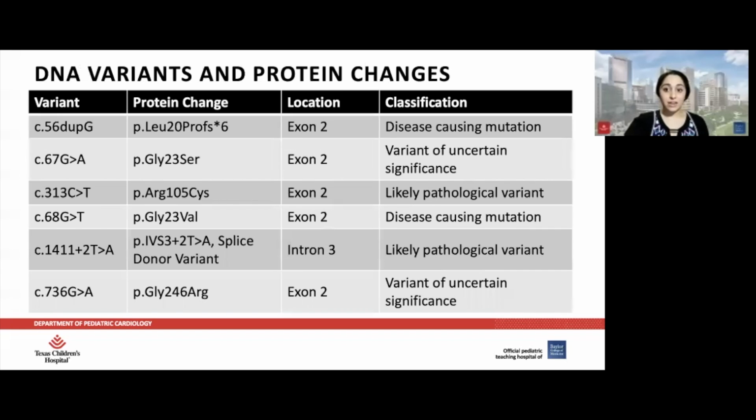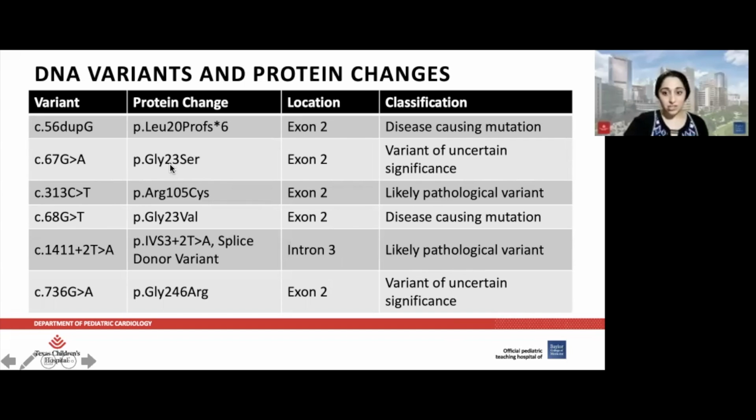So this slide here shows the different variants in our patients and their associated protein changes. 5 of our 6 patients had mutations in exon 2, while 1 had a variant in intron 3. And while 2 of our variants were classified as variants of uncertain significance, we do believe that they are pathogenic given the homozygosity of the mutations and their associated physical features that were consistent with ATS.